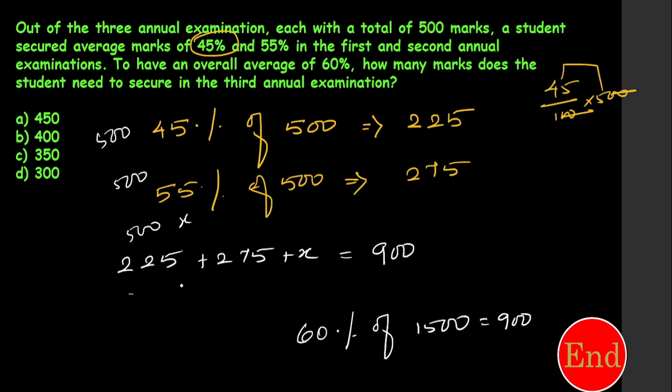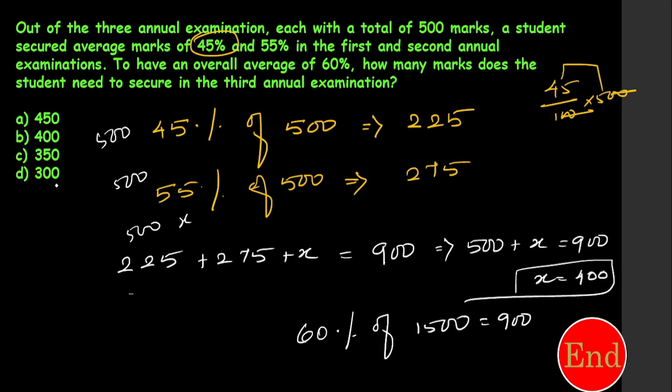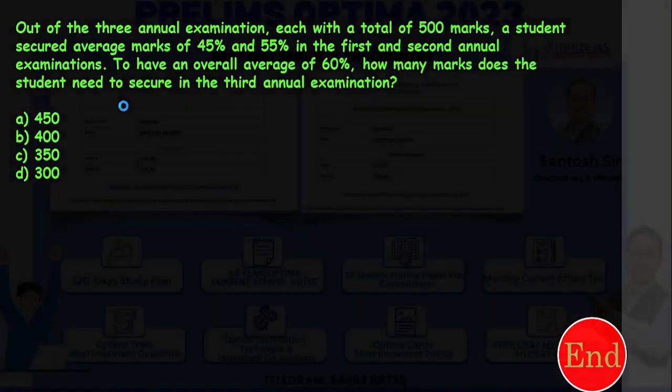So 225 plus 275 is nothing but 500. 500 plus X is equal to 900. So X is equal to 400. That's it. So 400 is the right answer. Simple. Is it clear? I think within a minute we can get the answer for this once we understand the question while reading it out.